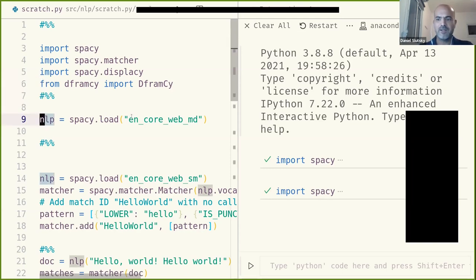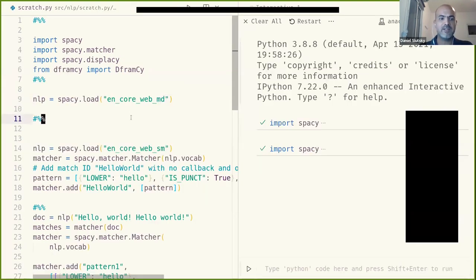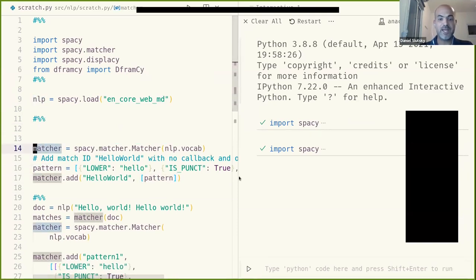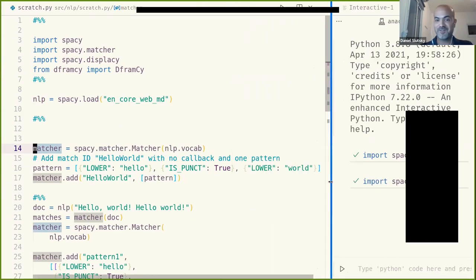And the way people use it mostly is loading a certain model of the language. And there are a few of these, and here I'm loading the medium one. You could load the smaller one, which would be quicker to load, but less sophisticated. And that knowledge base supports the functionality we will be using. And what we do now is create a matcher, which is one thing that people do.